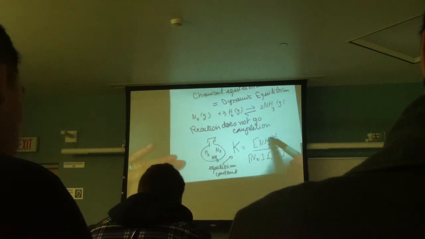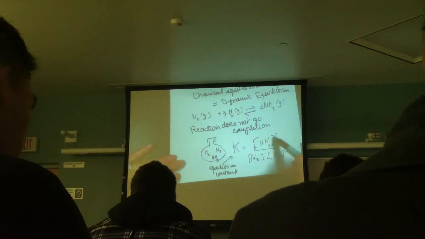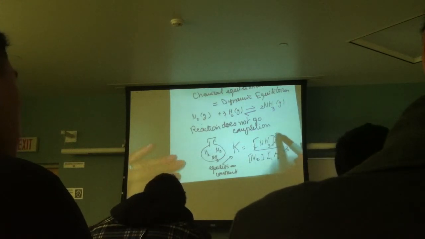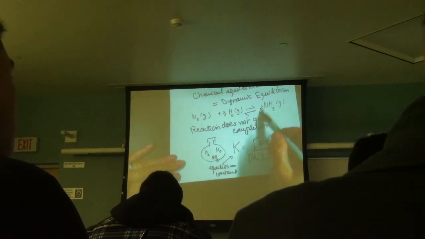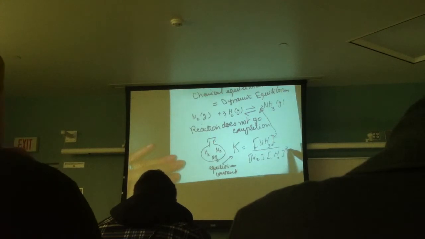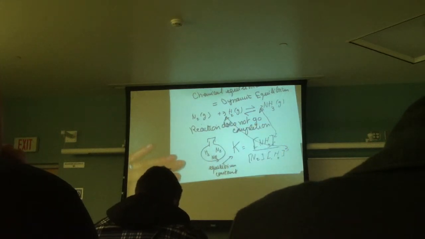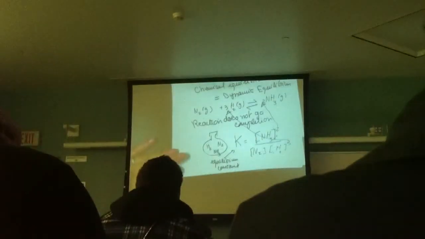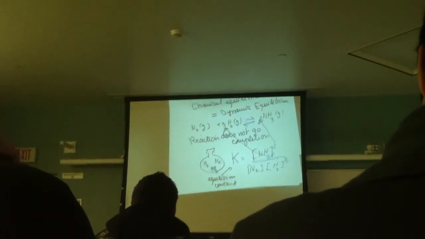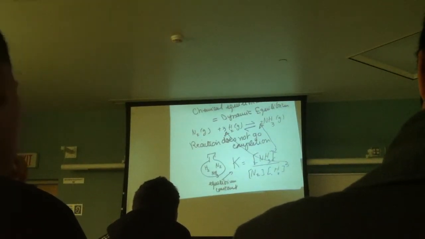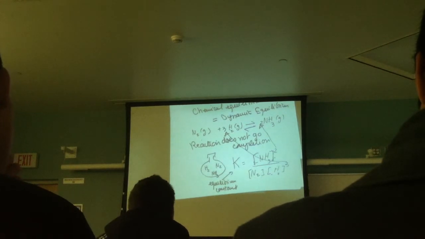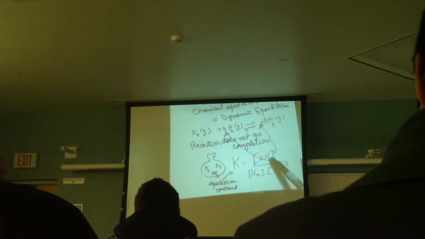Have you noticed I'm raising the concentration to a number? And this number equals what? The coefficient. Have you noticed I raised the hydrogen to 3? And the 3 is equal to what? The coefficient. So what does the equilibrium constant represent? It tells me that when the reaction reaches equilibrium, do I have more ammonia or do I have more nitrogen and hydrogen?